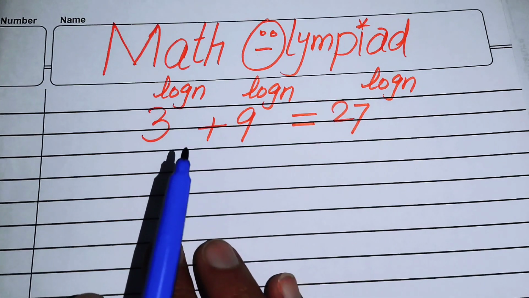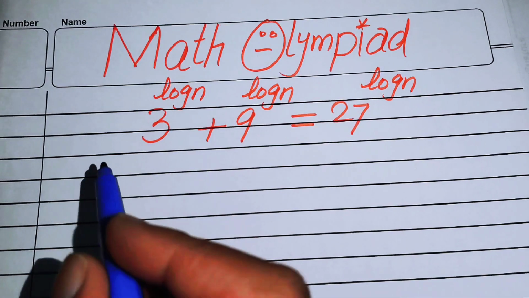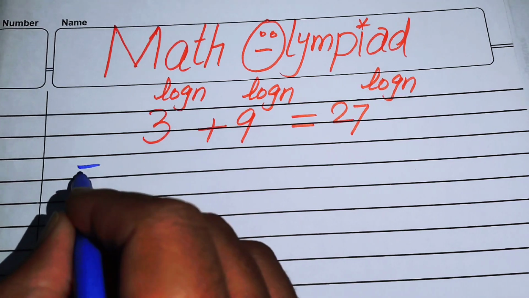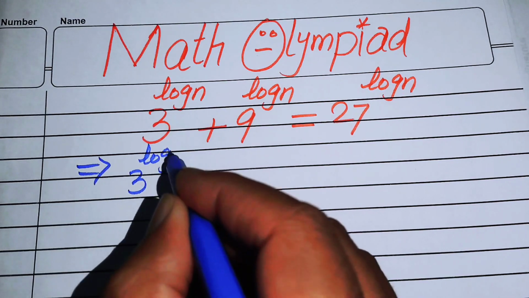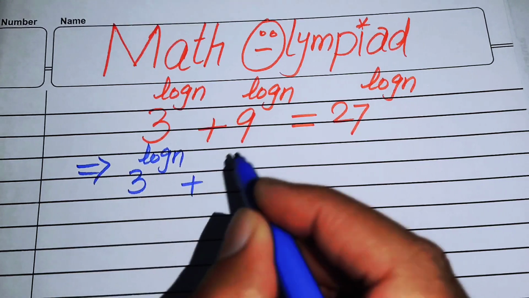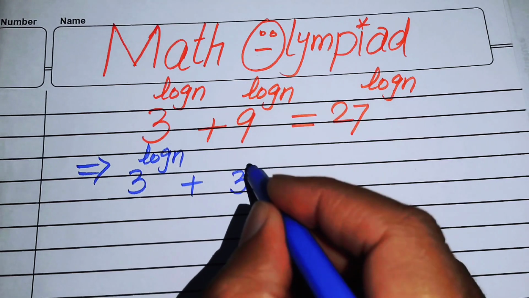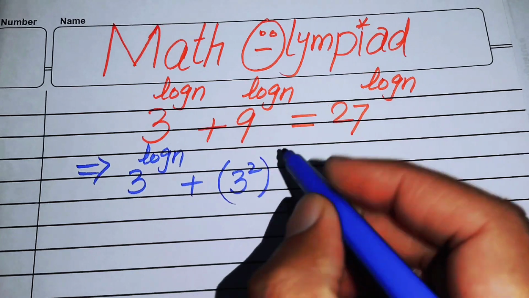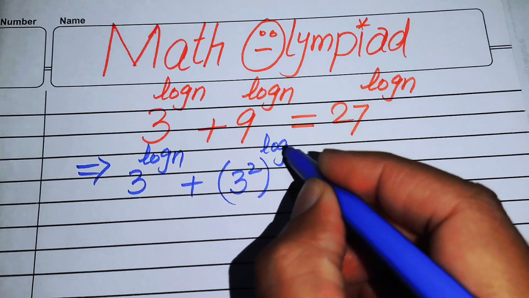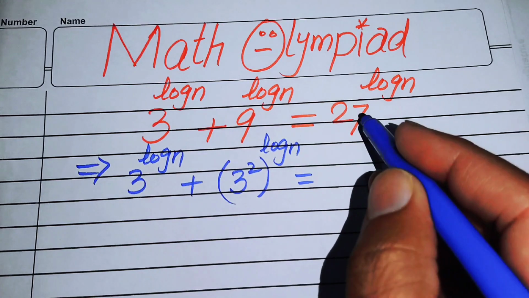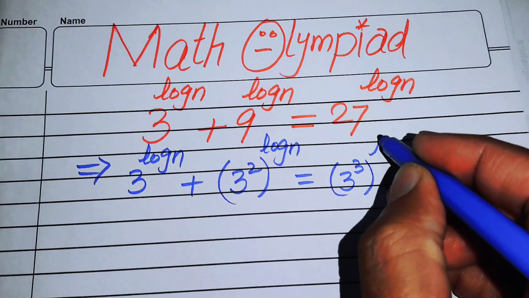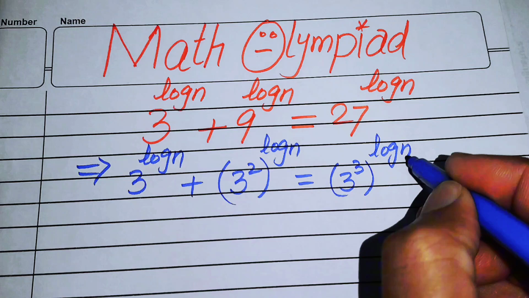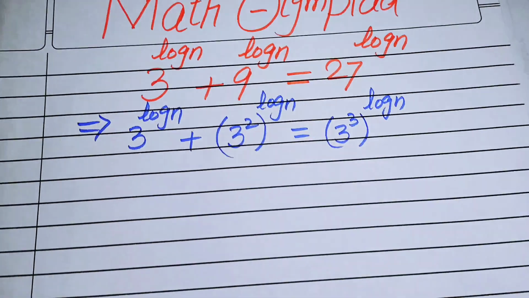The very first thing we are going to do is rewrite this equation as 3 to the power of log of n plus, here you have 9 and we will write it as 3 squared and its whole power log of n, equals to, here you have 27 and we write it as 3 cubed and its whole power log of n.